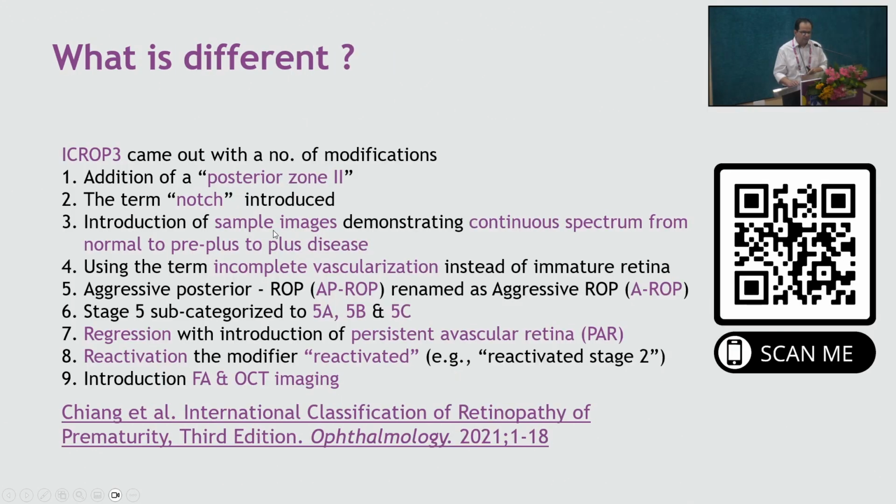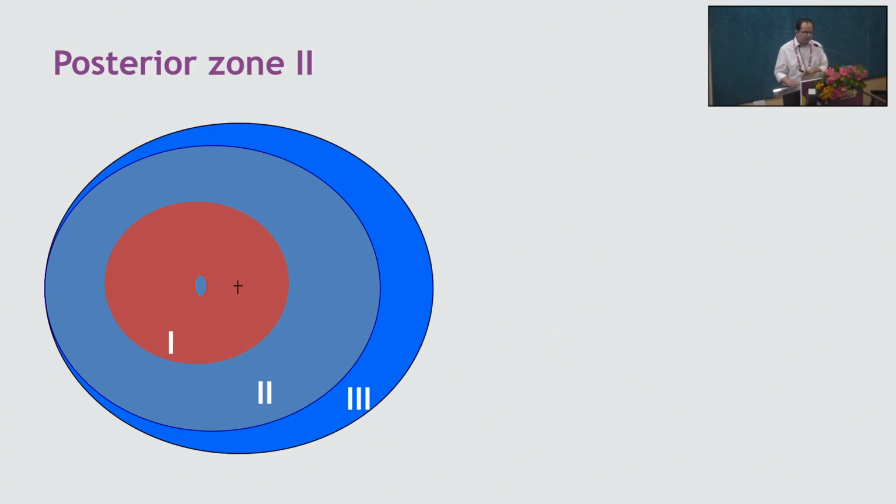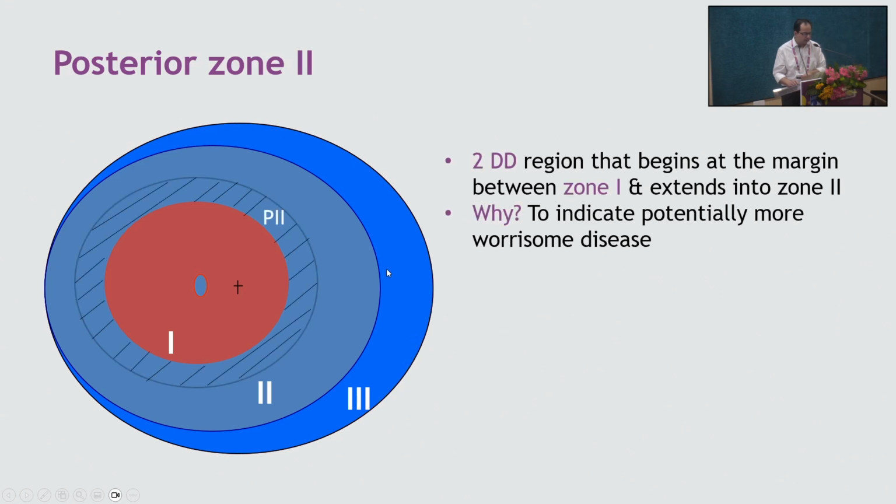So what is new? There are a number of differences which have been added, and I'll quickly go through them one by one. The first is the addition of a posterior zone 2. Now we know there are 3 zones, zone 1, zone 2, and zone 3. ICROP 3 added a posterior zone 2, which is around 2 disc diameters from the edge of zone 1. And why is that? Because a disease in posterior zone 2 behaves like a zone 1, so it's potentially worrisome disease. This will give a clinician a better idea that if it's a posterior zone 2 disease, we should have a more frequent follow-up than for anterior zone 2 disease.